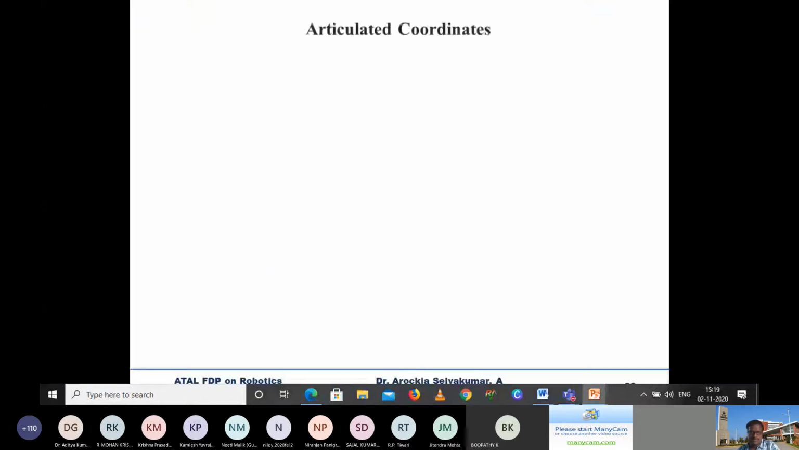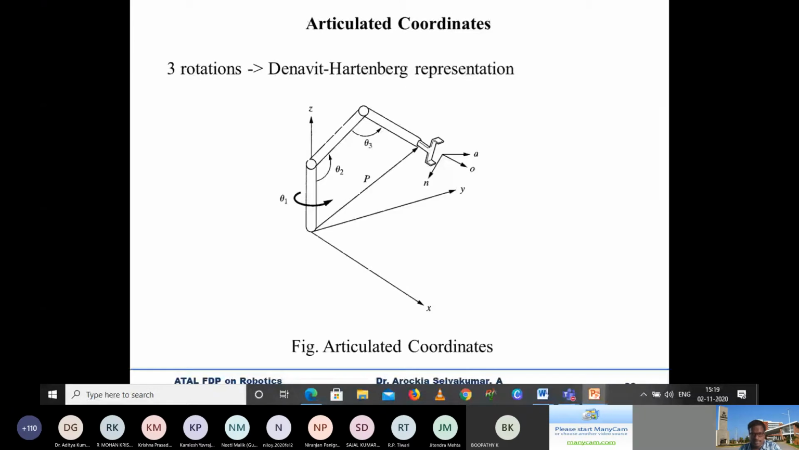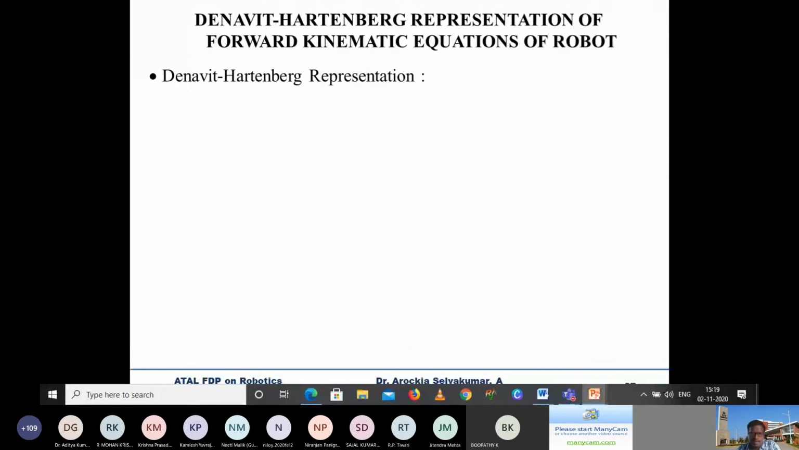Next one is we are moving to the articulated coordinates. Three rotations we are going to take, so you can see here theta 1, theta 2, and theta 3. By saying itself, you can say it is related to maybe a TRR robot. Now, the very important thing in forward kinematic equations, everybody used to say DH parameters. How to achieve that in a serial manipulator, we are going to see now.